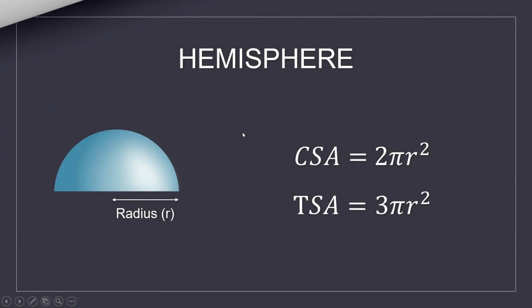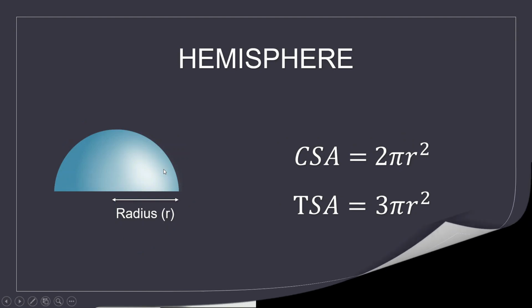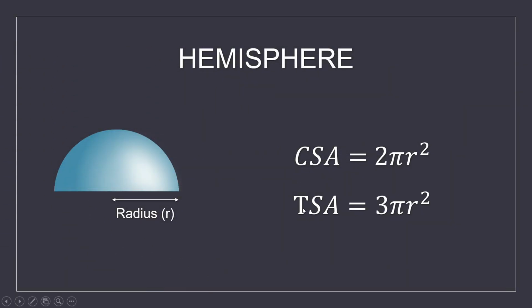So the curved surface area of a hemisphere will be half of the curved surface area of a sphere, that is half of 4 pi r square, that is 2 pi r square. The total surface area of a hemisphere will be 2 pi r square plus the area of one circle, that is pi r square. Now 2 pi r square plus pi r square will give us 3 pi r square, right? So here we have 2 pi r square, that is the curved surface area of the hemisphere, and the area of one circular surface, that is pi r square. So in total we have 3 pi r square. So our total surface area of a hemisphere will be 3 pi r square.